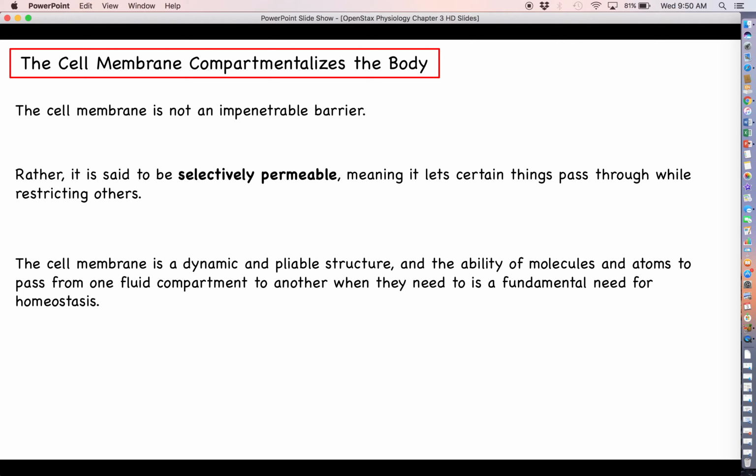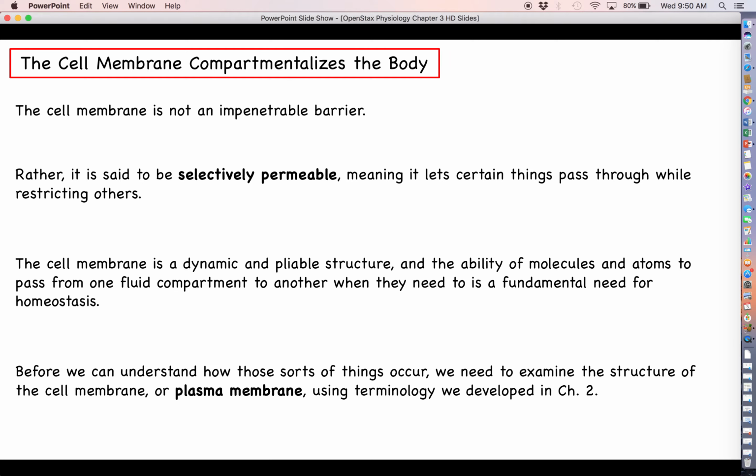The ability of molecules and atoms and other sorts of things to pass from the extracellular fluid to the intracellular fluid and vice versa actually underlies a very fundamental need in our homeostasis. We absolutely have to be able to transport materials back and forth from ECF to ICF and ICF to ECF. So we really need the plasma membrane to not be an impenetrable barrier. We need it to be dynamic, as we are saying.